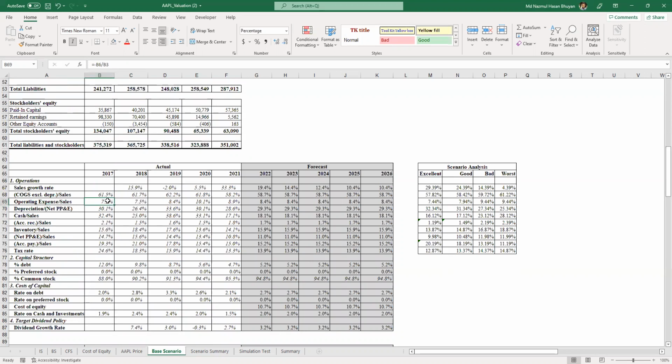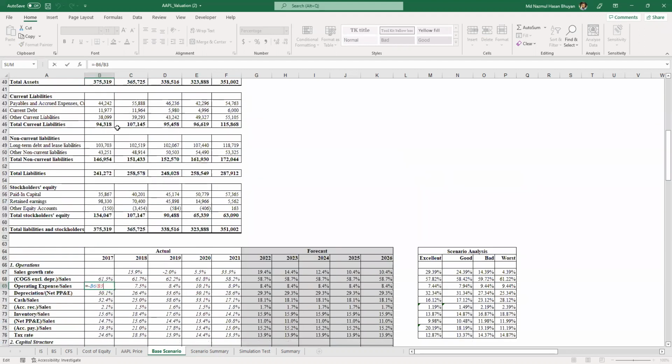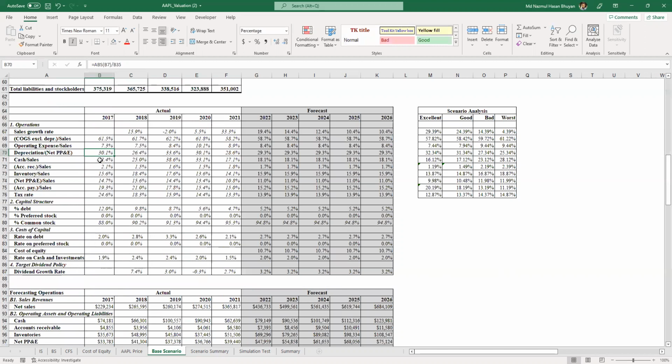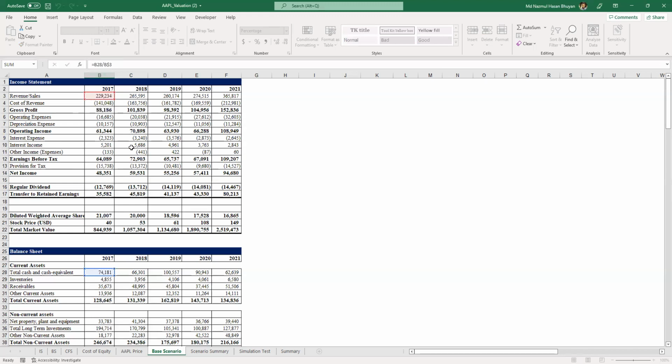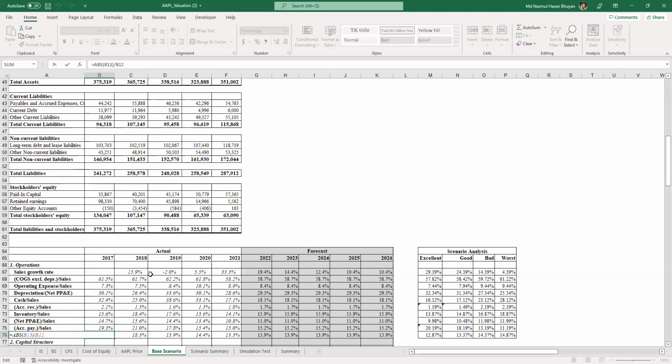Then operating expenses as percentage of sales again. Then depreciation as percentage of net PPE, the depreciation expense over net PPE. And then cash as percentage of sales. The same way, accounts receivables as percentage of sales, inventory as percentage of sales, net PPE as percentage of sales, accounts payables as percentage of sales, and then the effective tax rate.